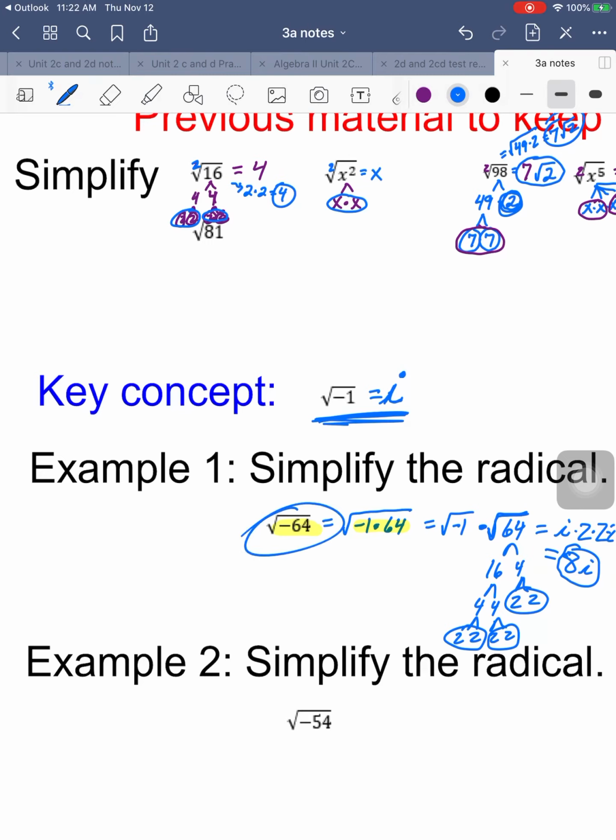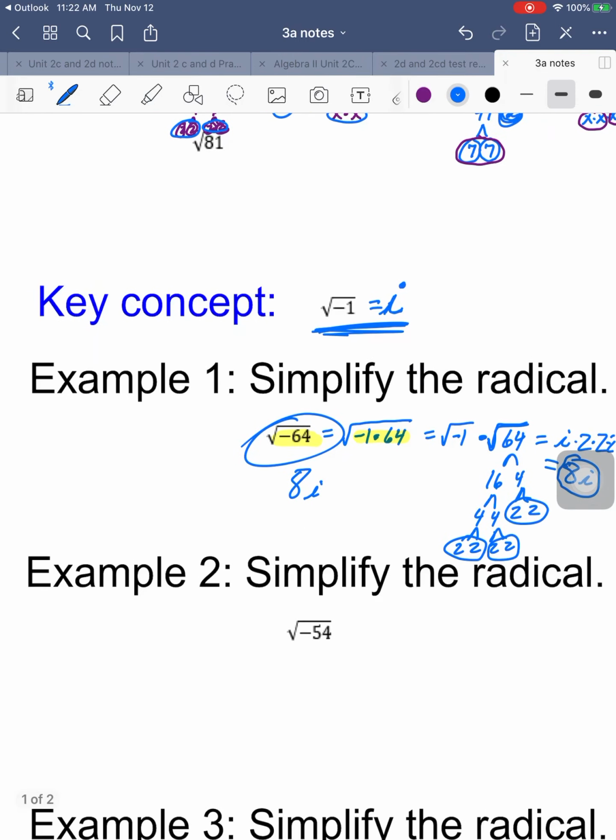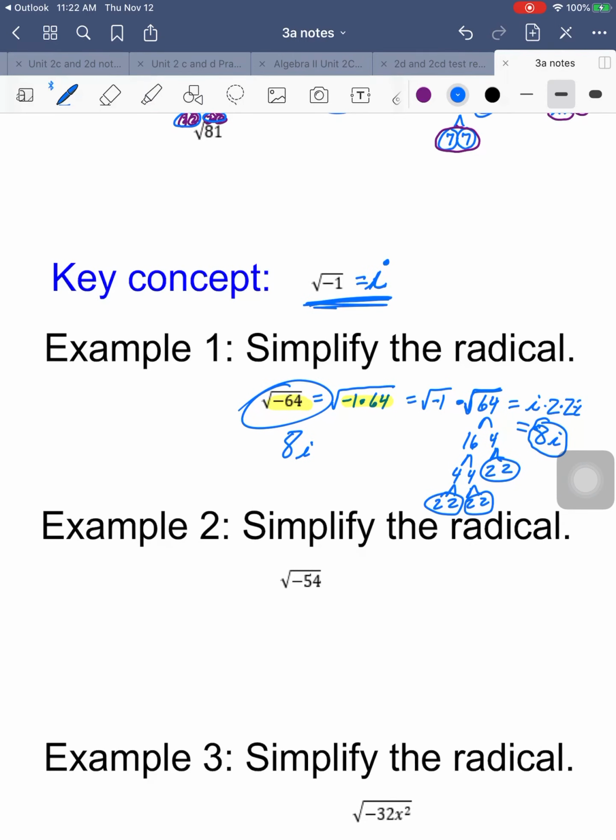So if you see it at the very beginning, you just know the square root of 64 is 8, and then you have the negative is i, that's fine. You don't have to actually multiply it out. I'd like you to know the factor tree though, that way of doing it, for tests, and if you ever get to a problem where you don't understand. So, all right, example 2.